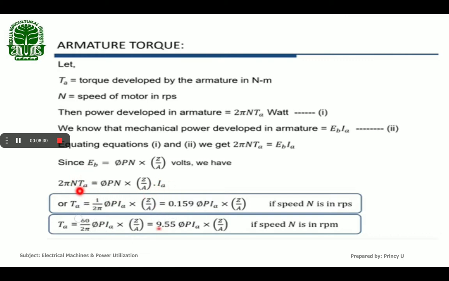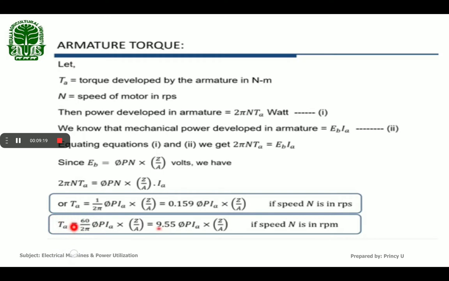From this you can write the equation for armature torque developed in armature: TA is equal to 1 by 2 pi into phi P IA into Z by A. So 1 by 2 pi is equal to 0.159 phi P IA into Z by A, if the speed is in RPS. We took n in RPS. If it is in RPM, then you have to consider n by 60, so 60 by 2 pi also. So if speed is in RPM, then you have to consider 60 also. That is 9.55 phi P IA into Z by A.